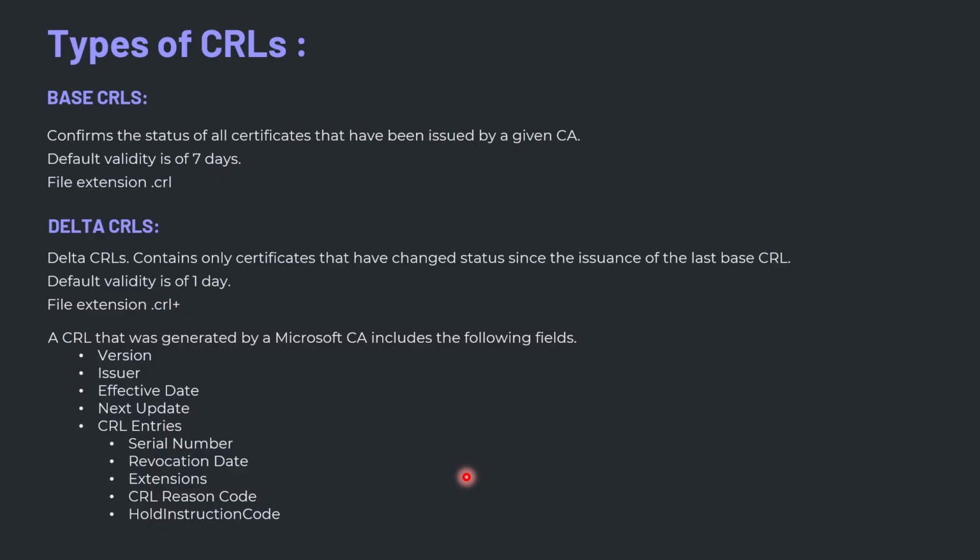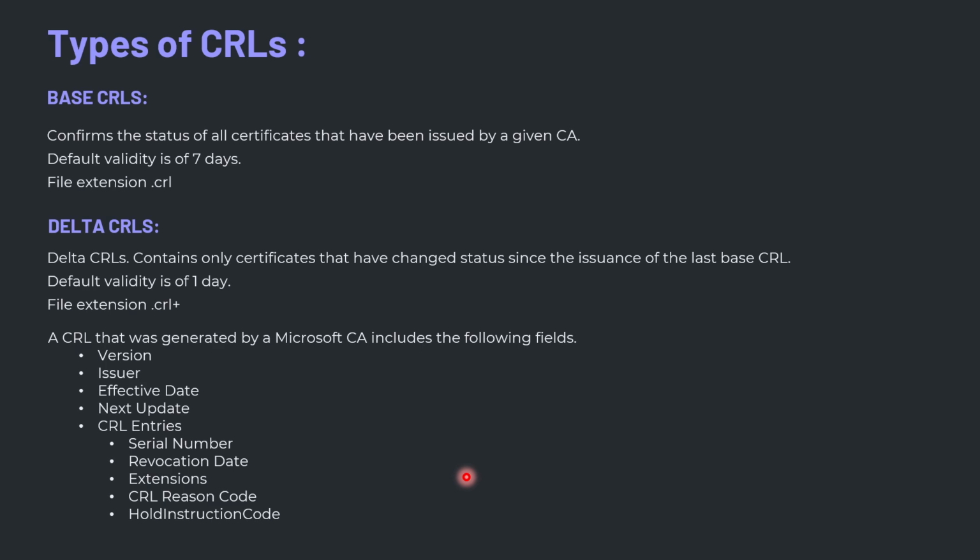And then we have delta CRLs. Delta CRLs will contain the certificates which have changed status since the issuance of the last base CRL. And the default validity, it's not mandatory to use this validity for both base and delta CRLs, but this is the default validity, and that is 1 day. And the file extension will be .crl plus. Now I will go deeper into base and delta CRLs.